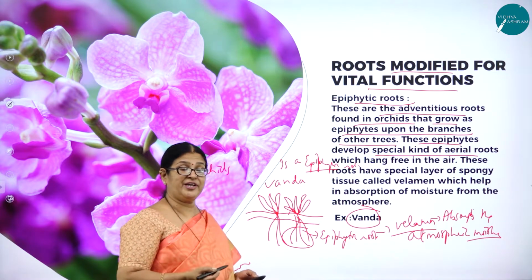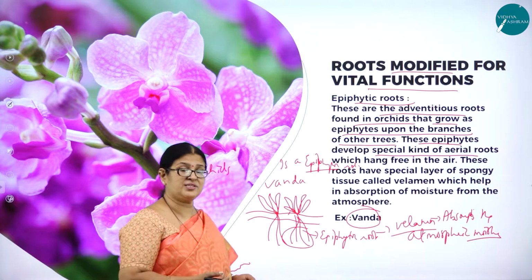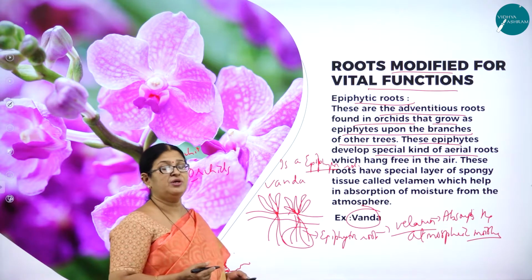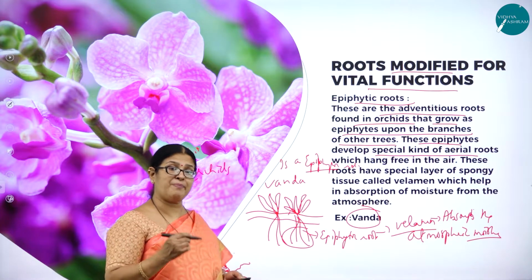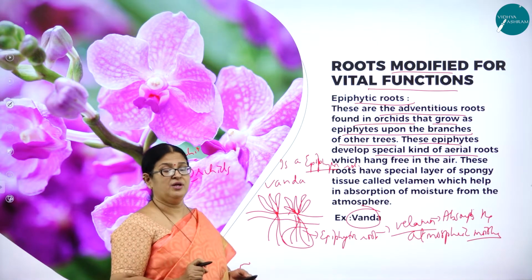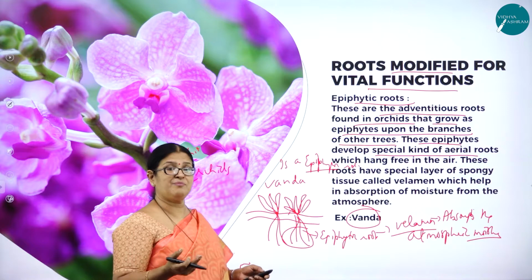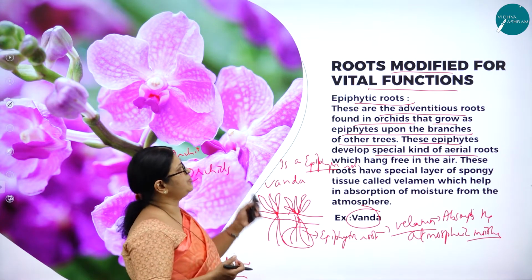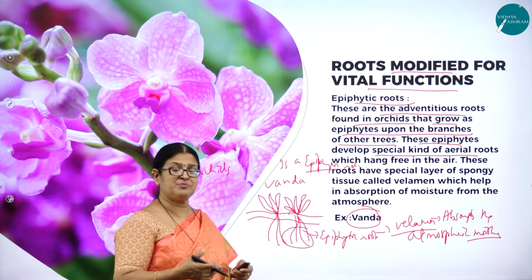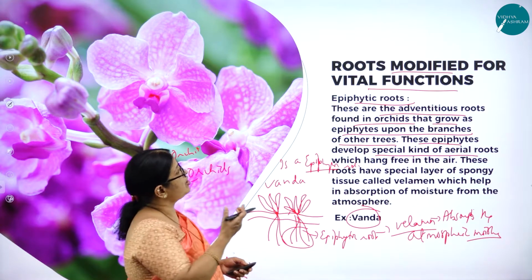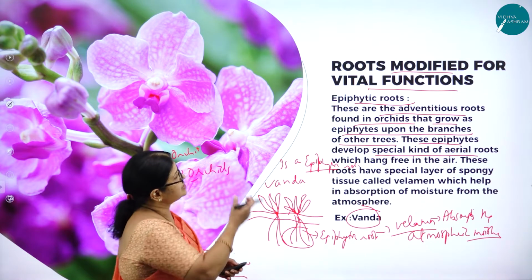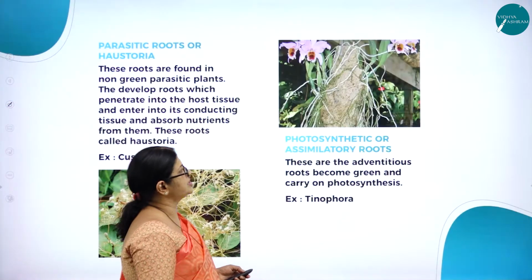So these epiphytic roots take the support of other plants, and they have a special tissue called velamen tissue, and this velamen tissue has the capacity to absorb the atmospheric moisture, and that is how it is able to satisfy its need for water. So such is the beauty of this. Even these have got themselves modified. For what? For vital functions. For taking support. So that is about the epiphytic roots.